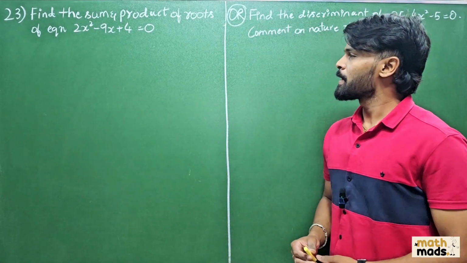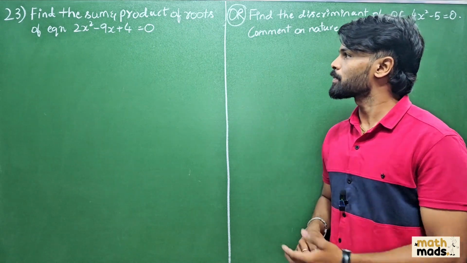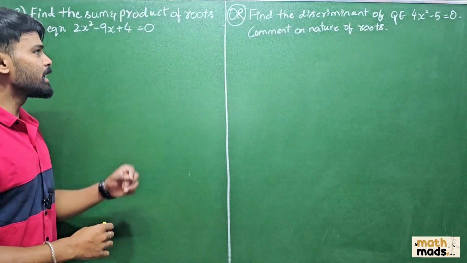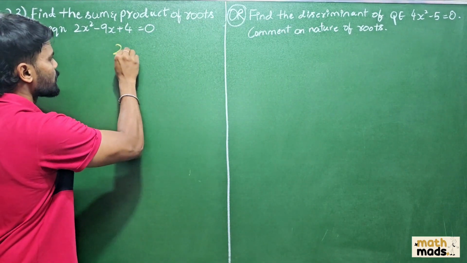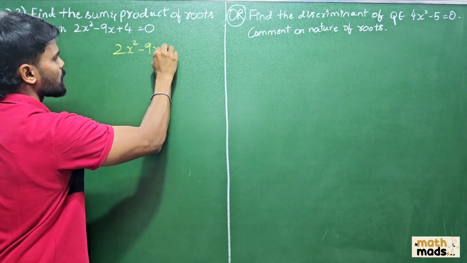The question is like this. Find the sum and product of roots of the equation 2x square minus 9x plus 4 is equal to 0. Very simple problem, right? First, let's write the given equation 2x square minus 9x plus 4 is equal to 0.